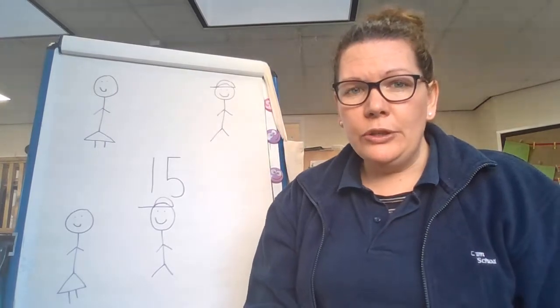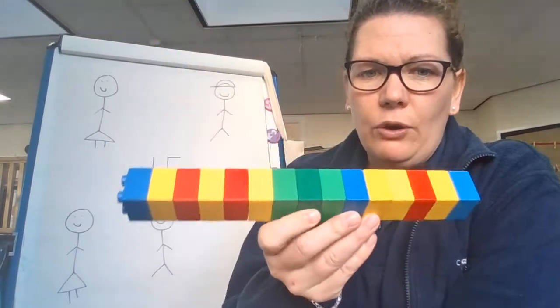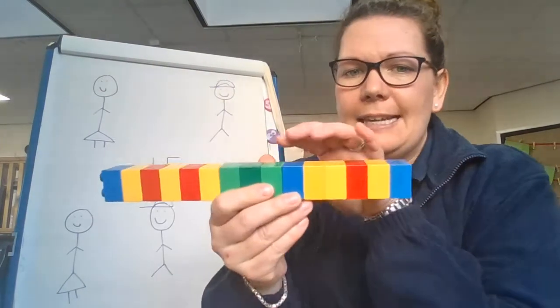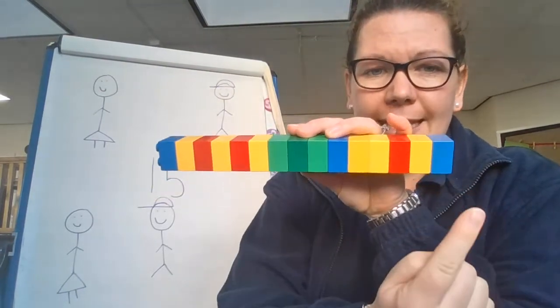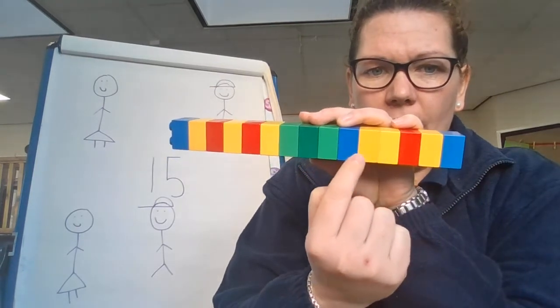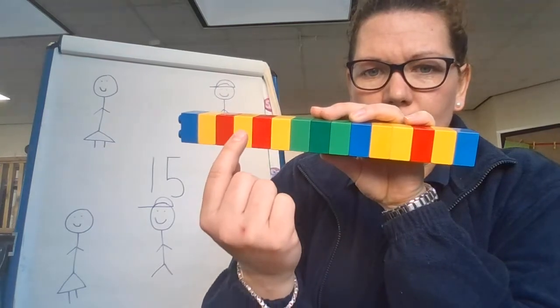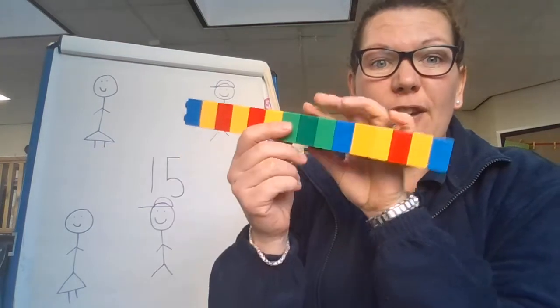So today, what I want you to do is I want you to collect 15 objects. So I've got my Duplo blocks here and let's see if I've got 15 blocks. Can you help me count them? Ready? 1, 2, 3, 4, 5, 6, 7, 8, 9, 10, 11, 12, 13, 14, 15.